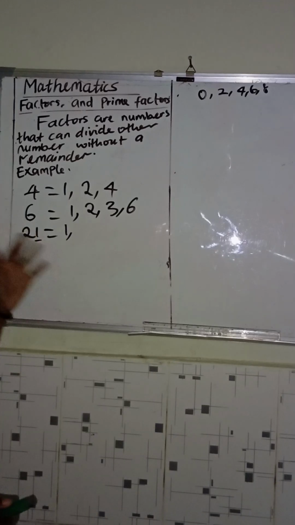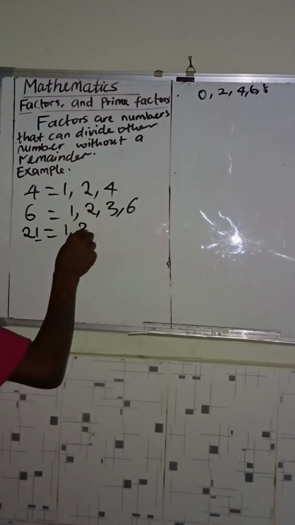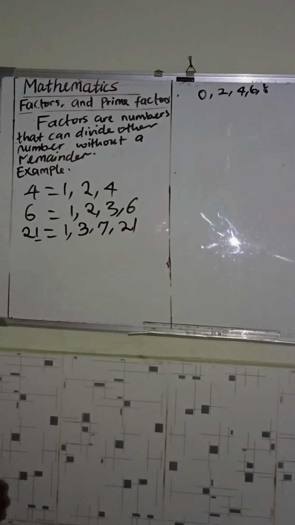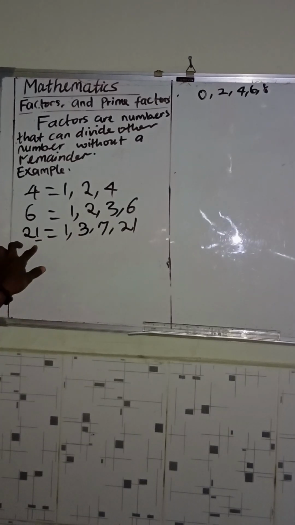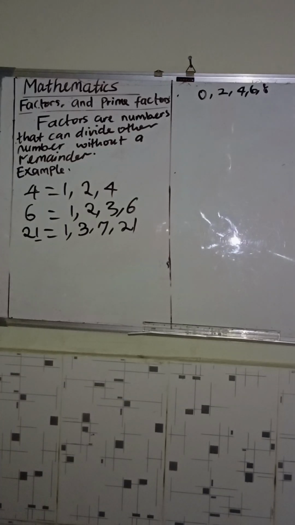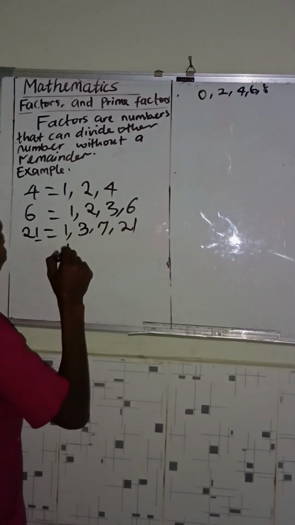What's the next number that can divide 21? We have 3, we have 7, and we have 21 itself. Do you understand that? How do I even know that 3 can divide this number? If I add the digits together, 2 plus 1 is 3. Can 3 go into 3 without a remainder? Yes. So I know 3 is a factor here. With the understanding of your multiplication table, you'll be able to get a hold of this. So now we're looking at prime numbers.